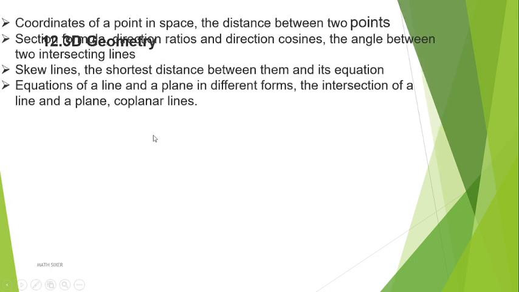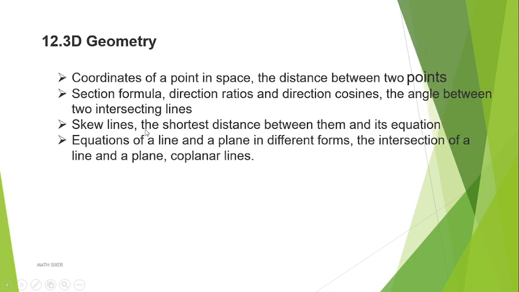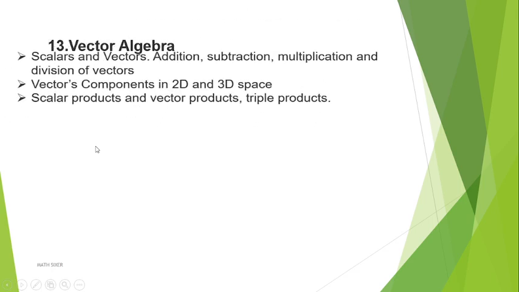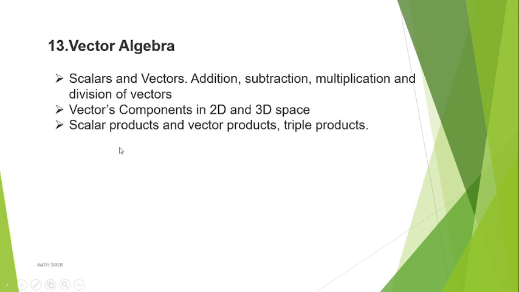Next we have 3D geometry, and in this, coordinates of a point in space, the distance between two points, and section formula, direction ratios and direction cosines, and the angle between two intersecting lines. Next, skew lines, the shortest distance between them and its equation, and equations of a line and a plane in different forms, the intersection of a line and a plane, coplanar lines. And next we have vector algebra, and in this we have scalars and vectors, addition, subtraction, multiplication, division of vectors, and next vectors, components in 2D and also 3D space, and scalar products and vector products and triple products.